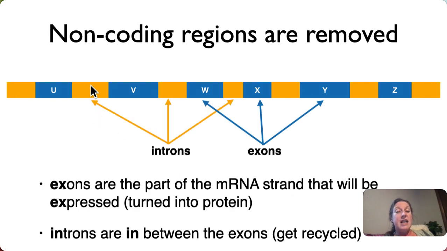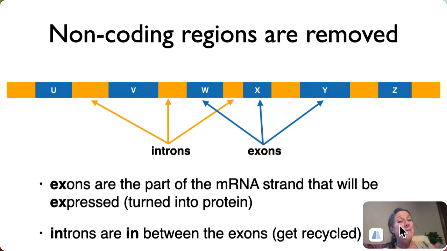The regions that are in yellow are called introns. The ones that are blue are called exons. Exons are the parts of the mRNA strands that will be expressed or turned into protein. These are the ones that are coding. Introns are in between the exons, or in between the coding regions. These get recycled. As far as we know, they do not have a purpose, but that might change someday as scientists continue to explore.